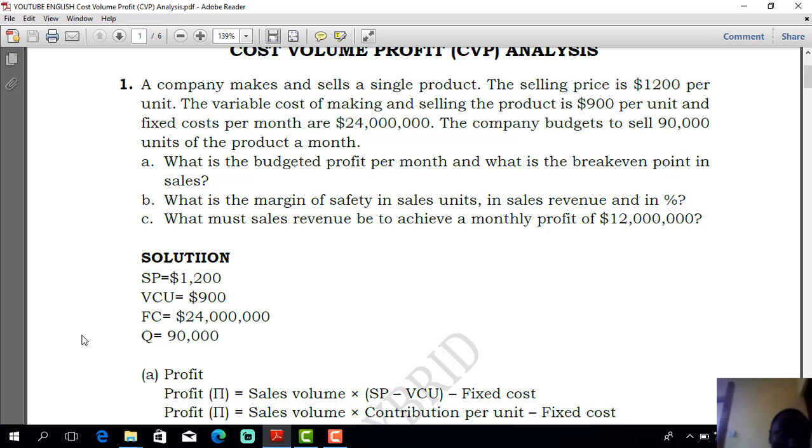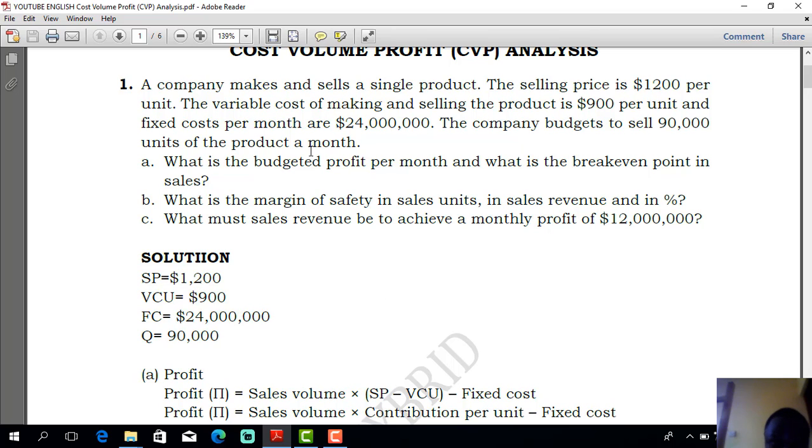So first of all, we have to extract our data. We have the selling price SP here, 1,200. And then we have variable cost per unit, $900. And then we are given the fixed cost per month is $24 million. And lastly, you are told that the company budgets to sell 90,000 units here. So all the data given in the question have been collected over here.